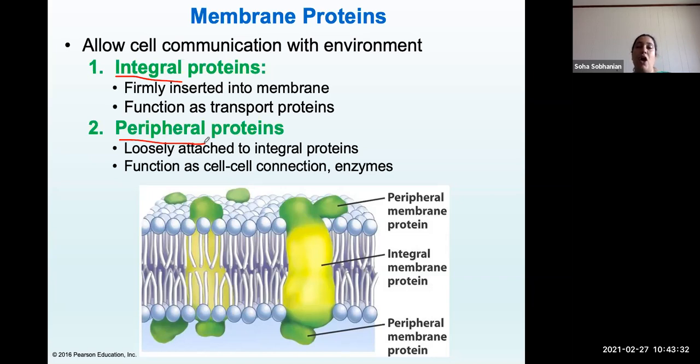But the main job, if I say, what is the role of integral protein? You say transport proteins. They get things in and out. If I ask you what's the main function of peripheral proteins, your answer would be cell-to-cell connection, communication between your cells.